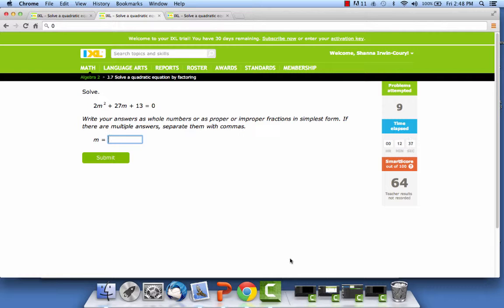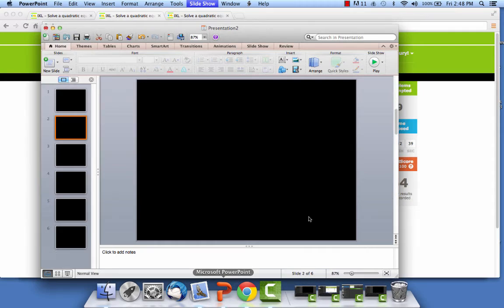2, 27, 13. Again, there's nothing we can factor out, so we have to come over here. 2 times 13 is 26. This is positive, so we'll do positive ones only.